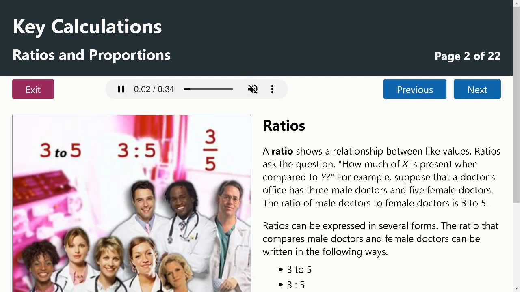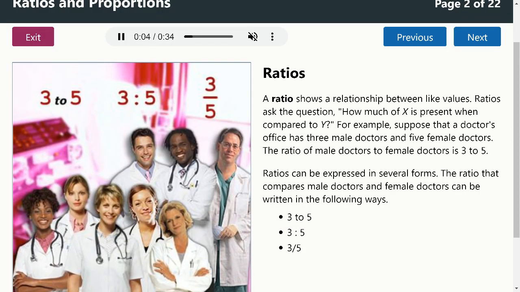Ratios. A ratio shows a relationship between like values. Ratios ask the question how much of X is present when compared to Y. For example, suppose that a doctor's office has 3 male doctors and 5 female doctors. The ratio of male to female doctors is 3 to 5 because you got your 3 male and 5 females.